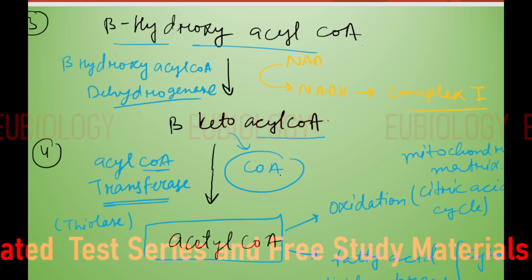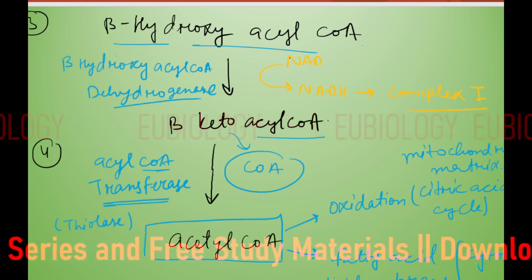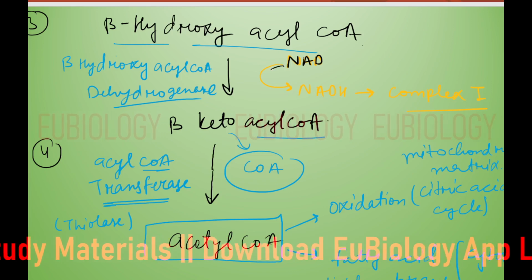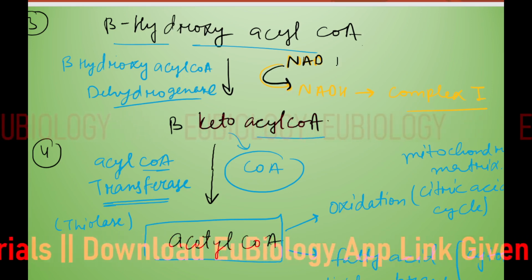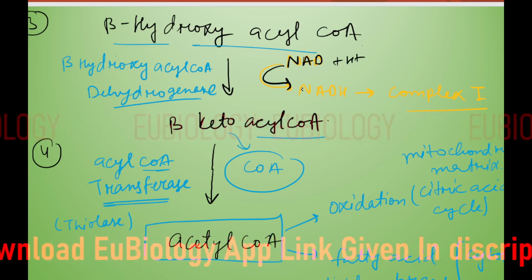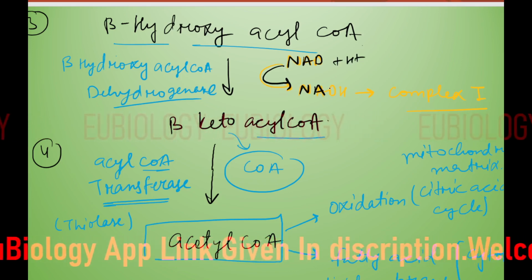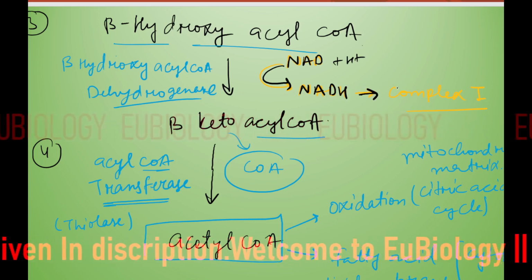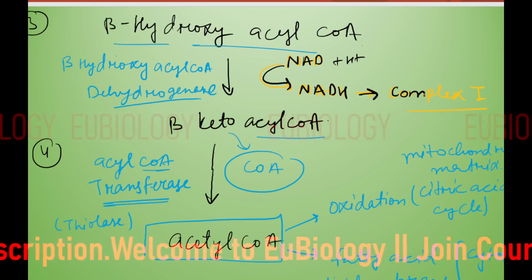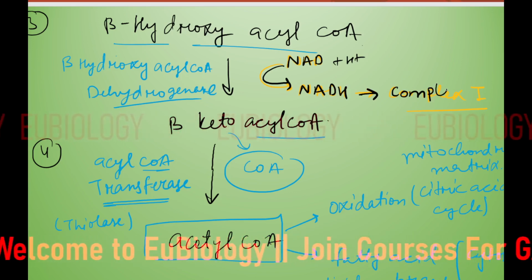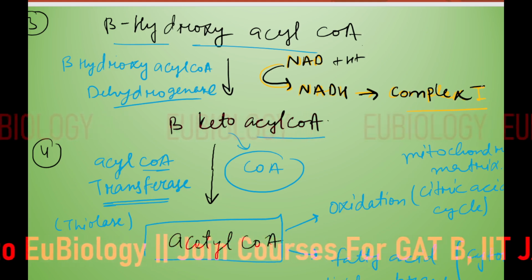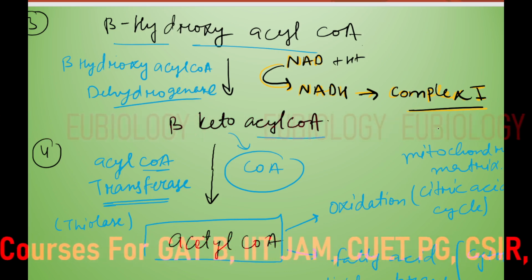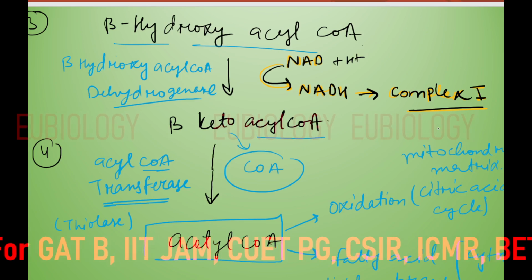So it will be converted into beta ketoacyl coenzyme A. Here one NAD plus H plus will reduce into NADH, and this NADH will go to complex one. Now in the third step, you're done.